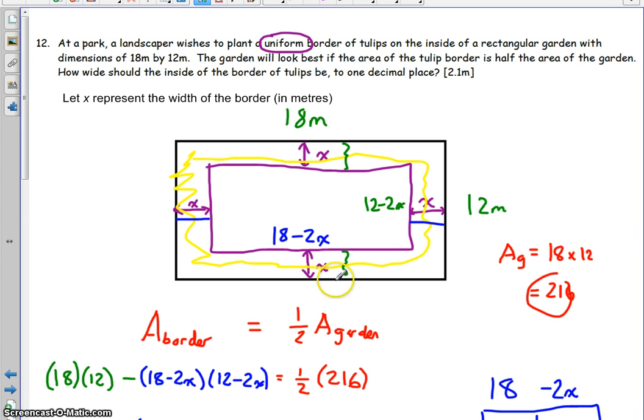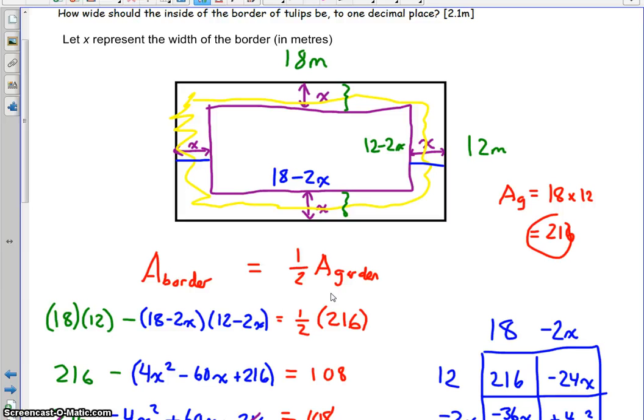Absolutely not, because taking off one of those values would be more than the length, more than the width of the entire garden. So it's actually not possible to take off 12.9.